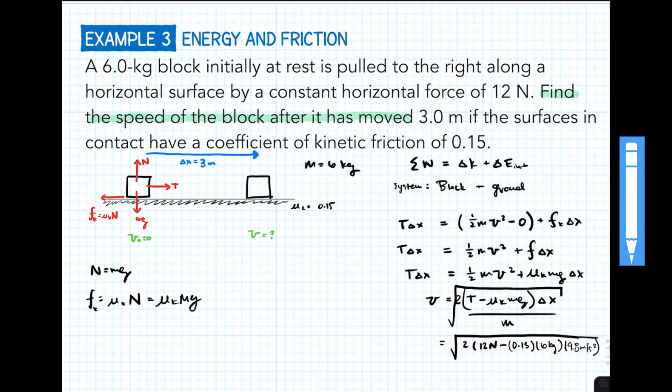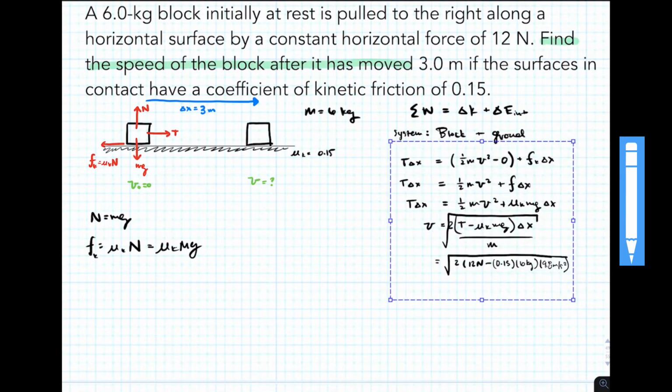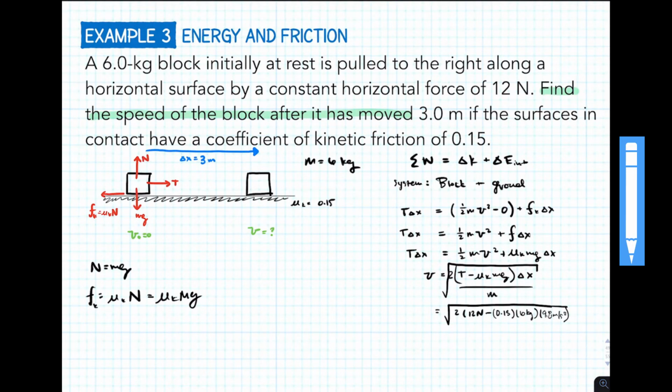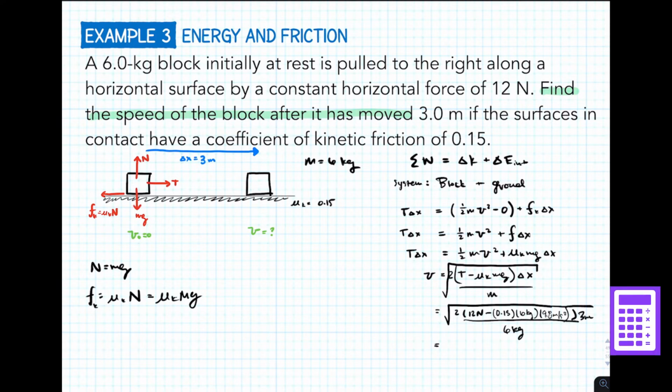We're running out of space here. Hang on, I'm going to make this smaller so we have space. All right, and then that's multiplied by delta x, which is 3 meters, and divided by the mass, which is 6 kilograms, okay? We plug all that stuff in, and it should give us 1.8 meters per second, and that's our speed.